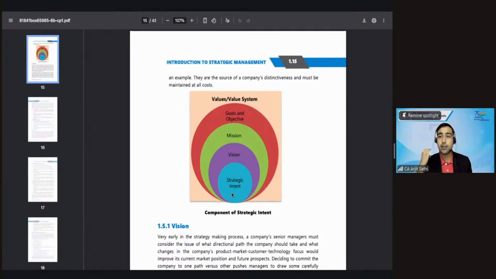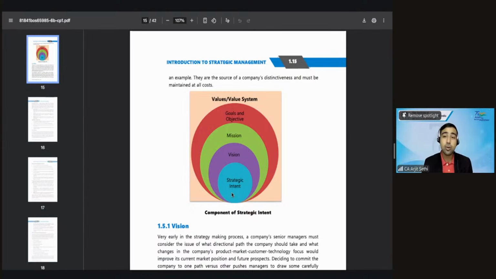You will not do bad things. You will not do wrong things. You will not take the wrong advices. You will not make money the wrong way. All of that is a broader value thing, but at the core of your heart is your intent, then you have a broader vision, then your mission, then your goals and objectives.